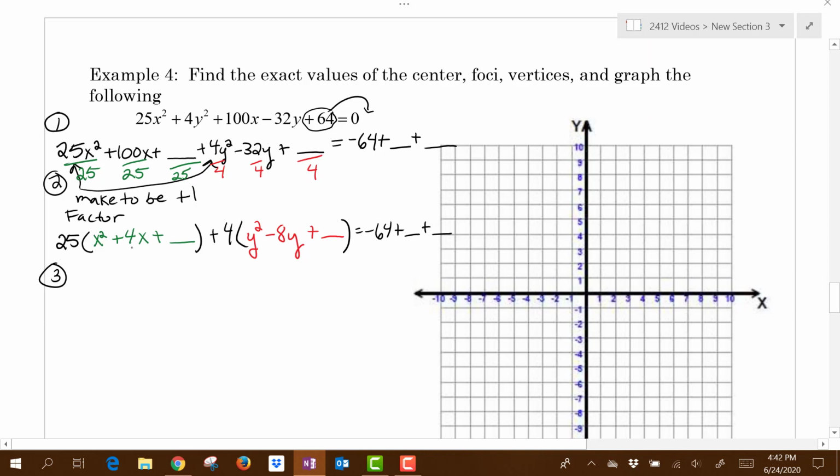Step 3 is to complete that square. So we're going to take half of the linear term. That would be a positive 2. And I'm going to square that, and I'm going to put that in the blank.